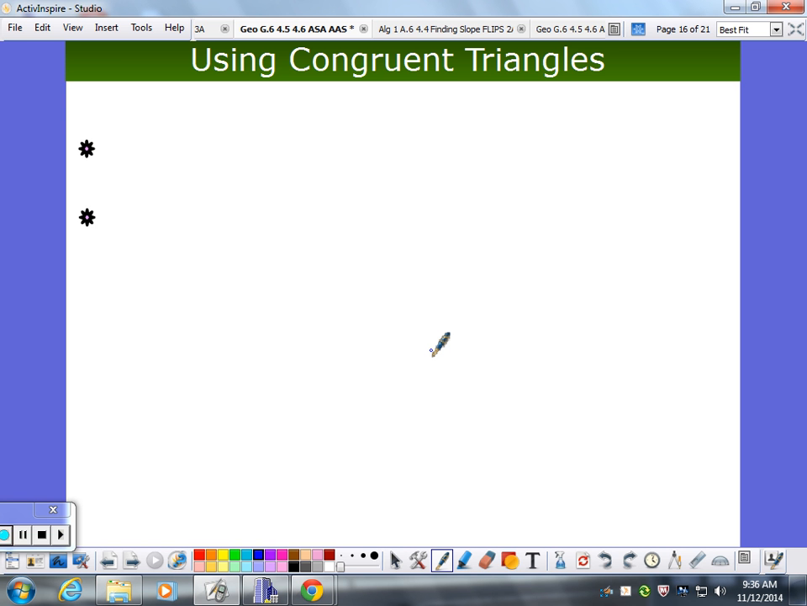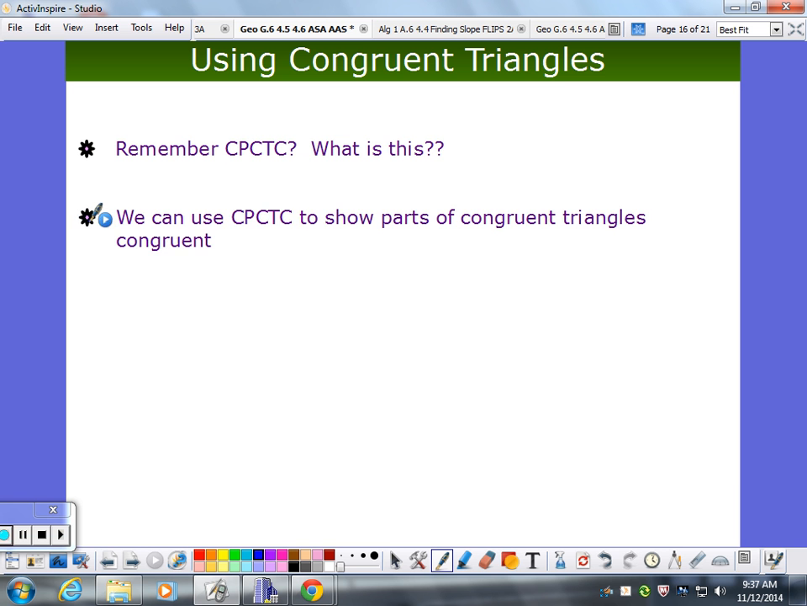Now, one of the reasons we go through this is, it is a good mental exercise. It is a good exercise in logic, deductive reasoning, critical thinking. But from a practical standpoint, sometimes using congruent triangles helps you find other things that are congruent, in practical terms. So remember CPCTC. What does that stand for? Corresponding parts of congruent triangles are congruent.